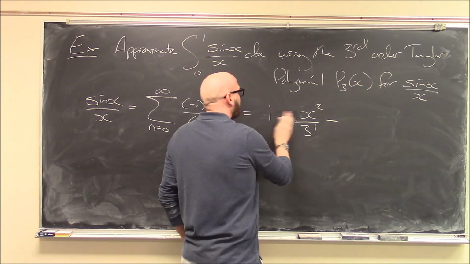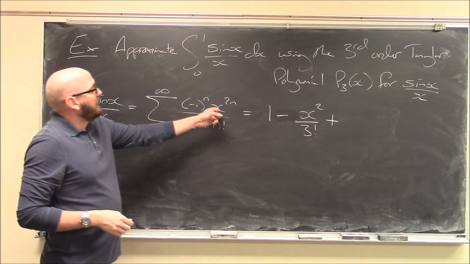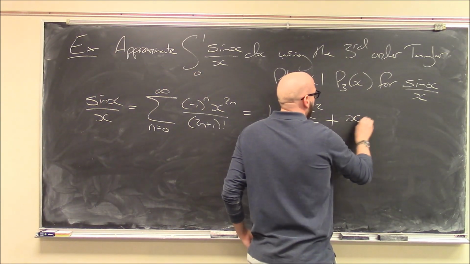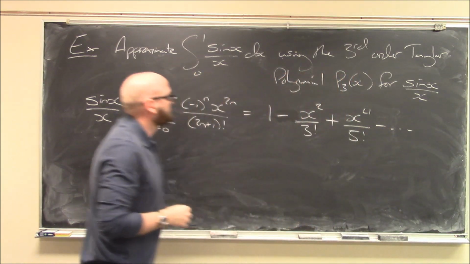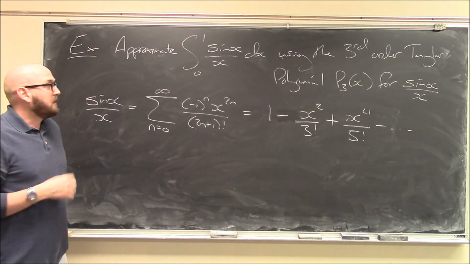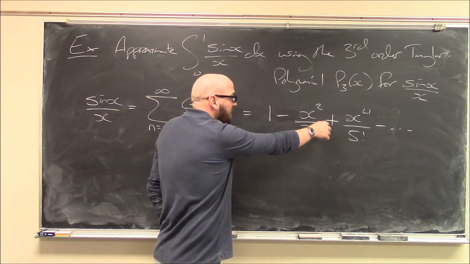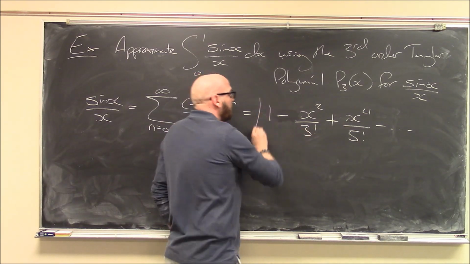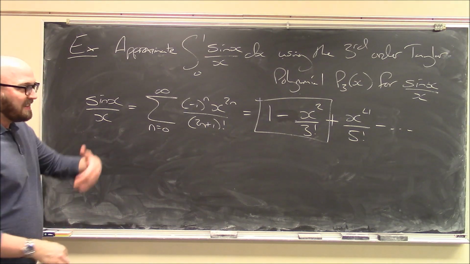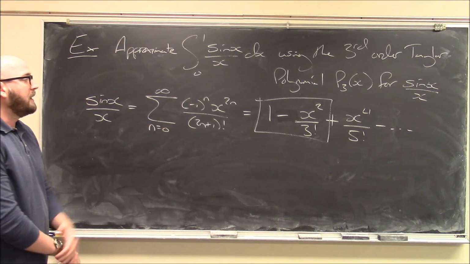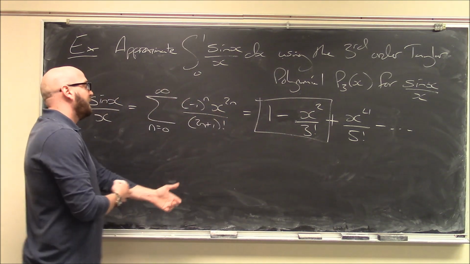Oops, sorry, that should have been minus. And then plus, if n is 2, I've got plus x to the 4th over 5 factorial, and so on. I want the third order Taylor polynomial. That means I'm going to truncate it after x cubed. Well, it turns out the coefficient of x cubed here is 0, so this is just my third order Taylor polynomial. I'm technically including x to the power of 3, but it's plus 0 times x to the 3. So it is in there, it's just multiplied by 0.